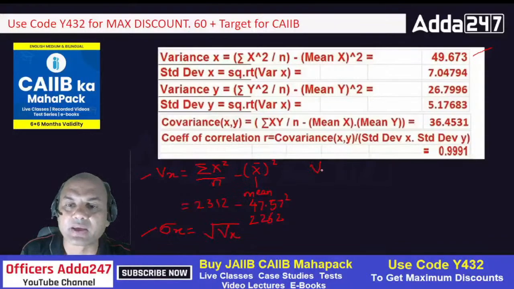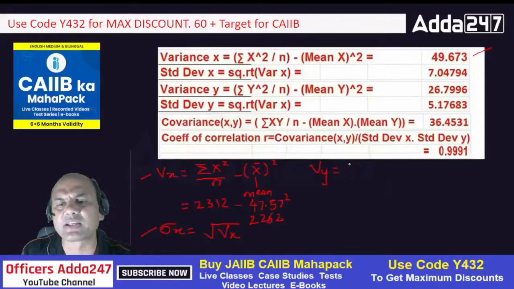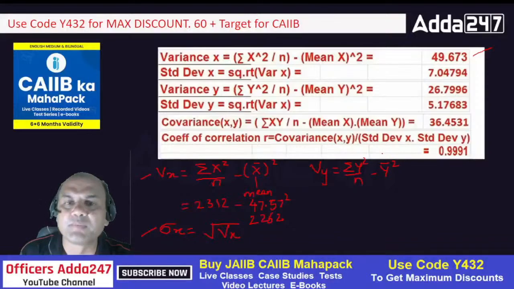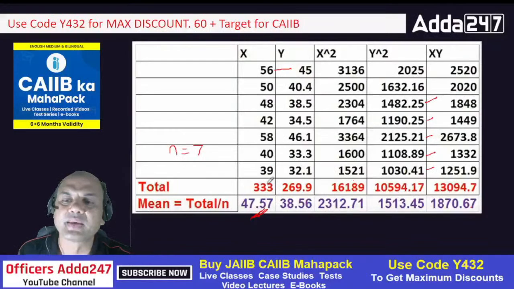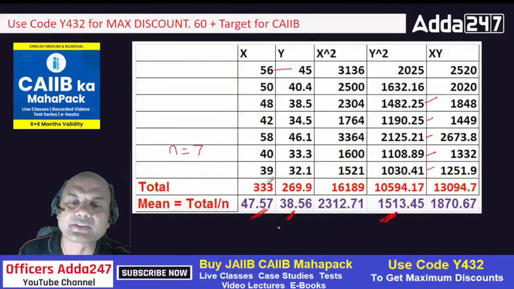Do it, everyone, on the calc. You should have very clear hands-on on the calc. What is this? 38.5 square is 1482. I am getting this as 1482. And it is these two, so the answer should be roughly 26.79, roughly 27 you can also get. So this is the variance of y.